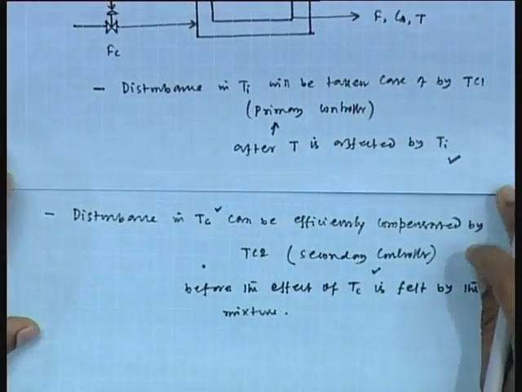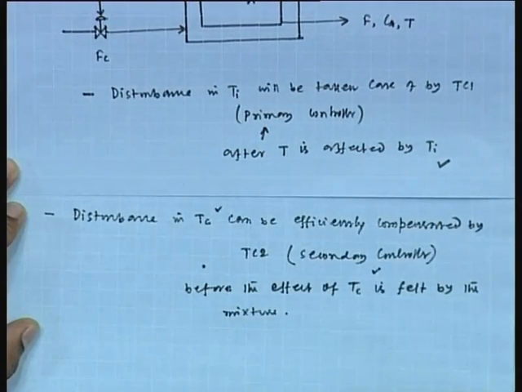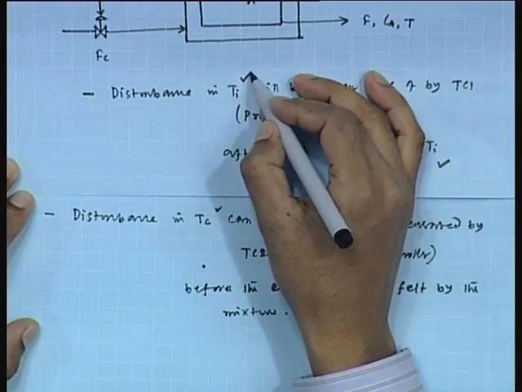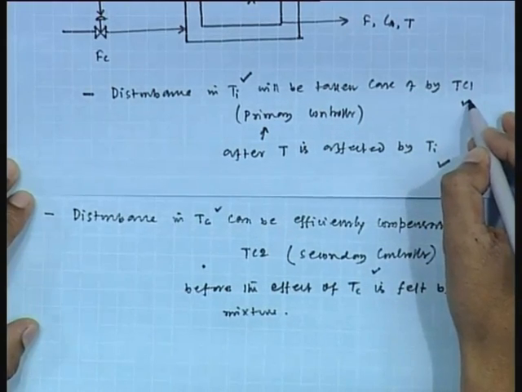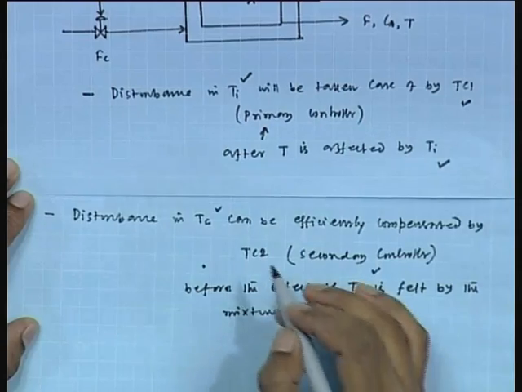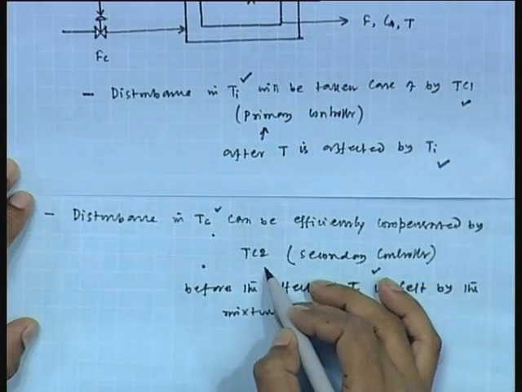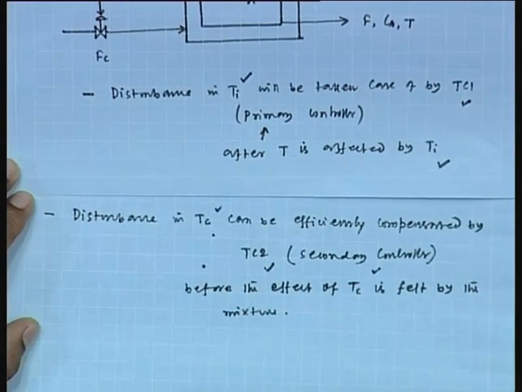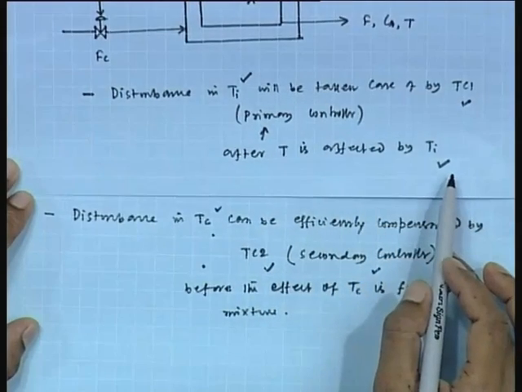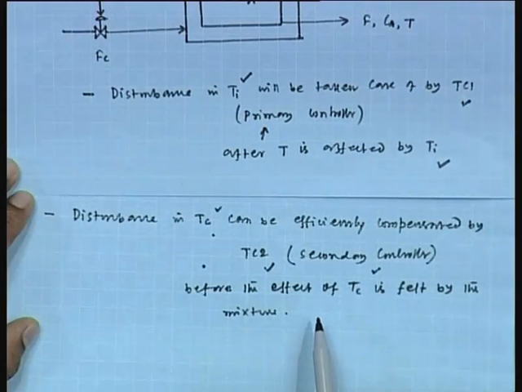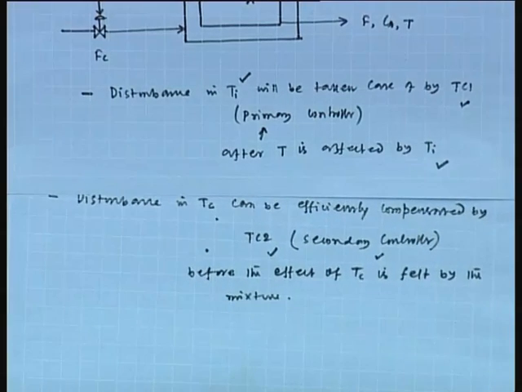So, previously I mentioned that there are two possible disturbances, one is Ti, another one is Tc. Now, if there is any change in Ti, that will be taken care of by TC1, and if there is any disturbance in another load variable Tc, that can be efficiently compensated by secondary controller TC2. Fine, but the primary controller takes action after T is affected by Ti, and the secondary controller takes action before the effect of Tc is felt by the mixture.